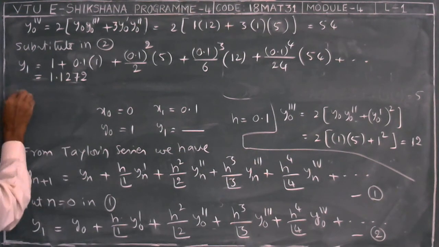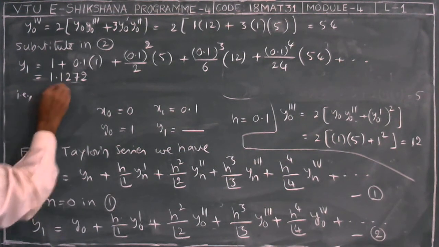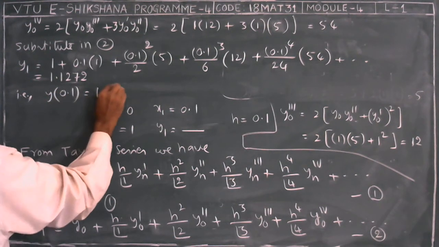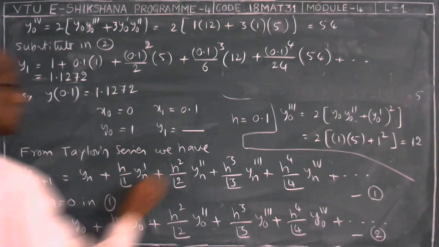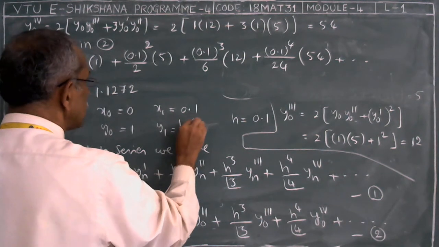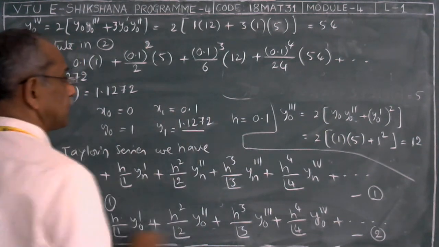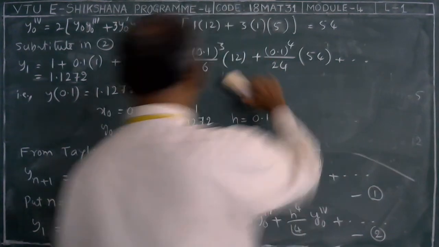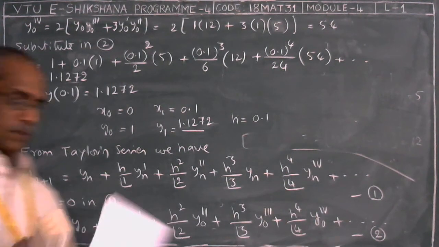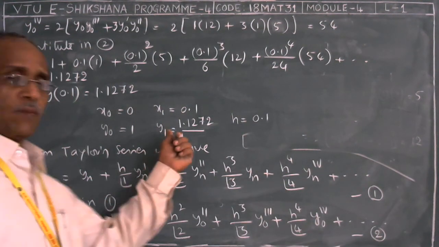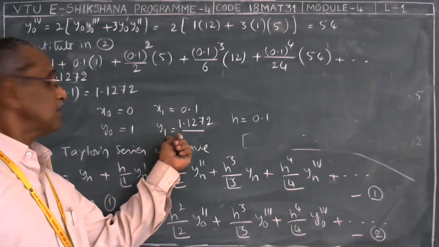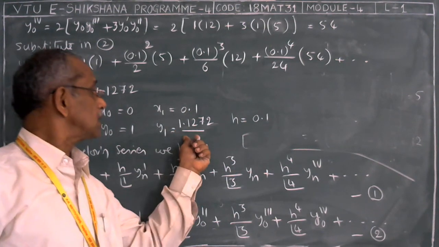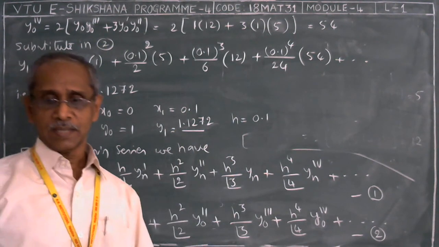That is, y at x equal to 0.1 is 1.127. Okay, so this completes the problem. Only one point we need to remember: we are supposed to find y1, the value of y at x equal to x1, that is y1 is 1.127. So this completes the problem.